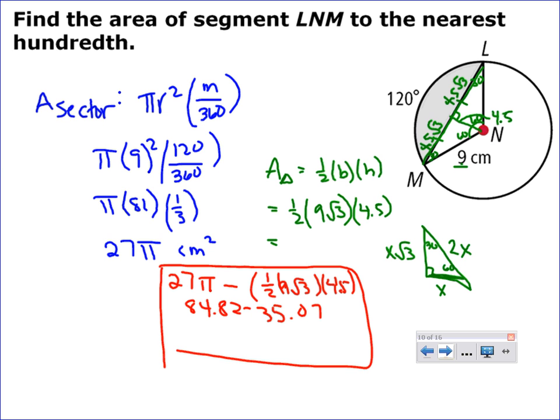So 84.82 minus 35.07 gives me, to the nearest hundredth, 49.75 centimeters squared. And again, the longer you keep and don't round, the better you are in the end.